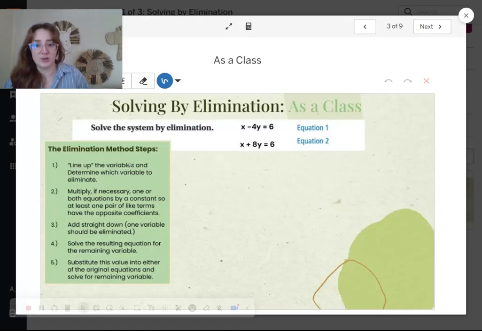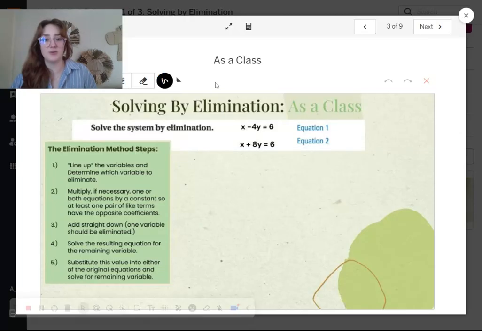Okay, what are the steps for this new method? You'll have the steps for your on your own, so don't panic if you're like, I had to memorize all these steps. You'll have the steps. So we're going to line up the variables and determine which variable to eliminate. So lining them up meaning we're keeping it in standard form.